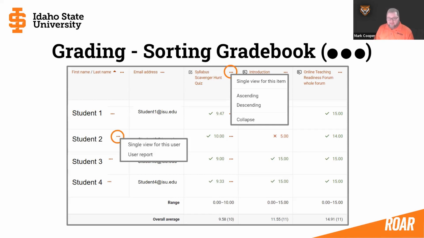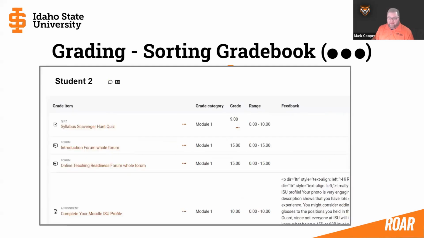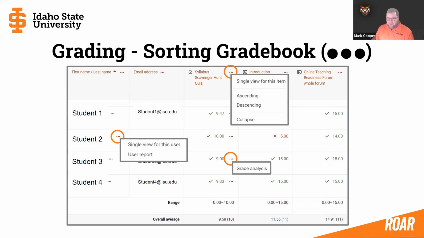Next is by the student's name, and from here you can access the single view for this user or the user report. This is an example of the single view, where you have the student and all of the assignments within the gradebook. It's just another way that you can access to grade. You can also utilize the messaging system from this screen, as we talked about earlier. And as you can see, right by the individual grade, you can also access a grade analysis.